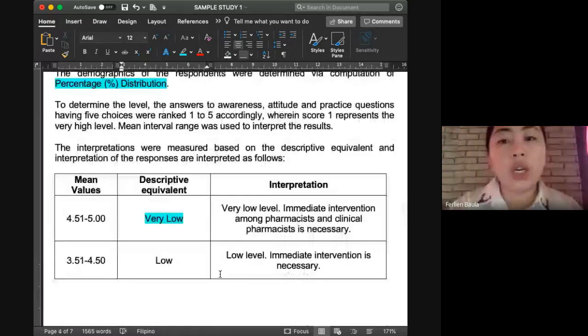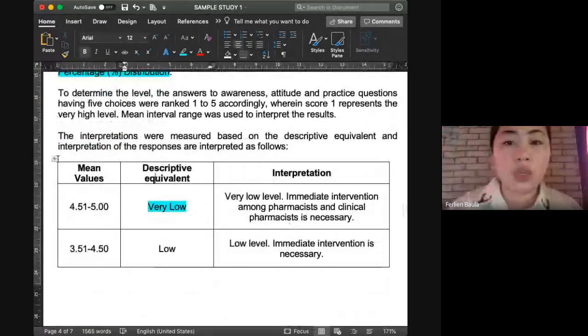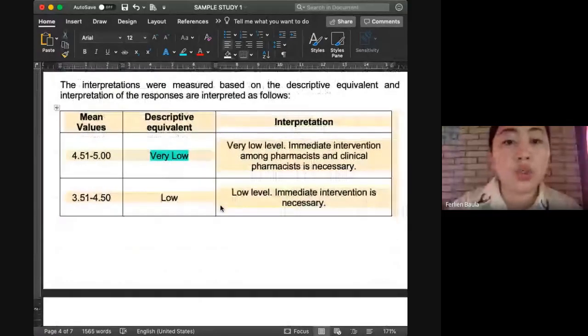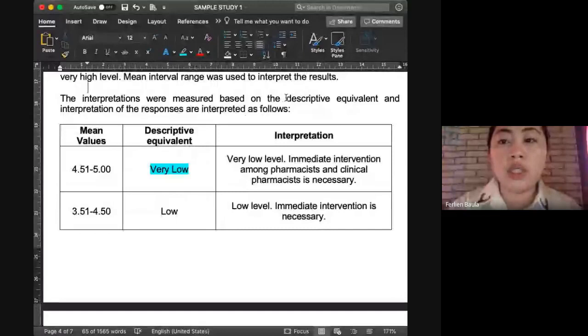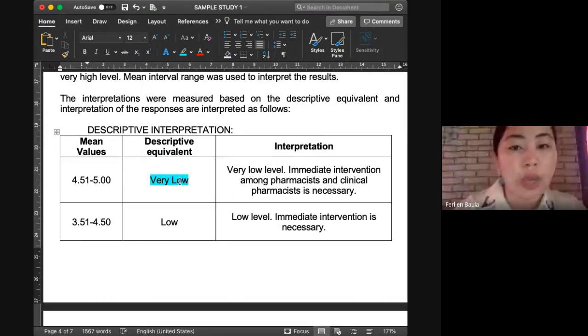So, with your questionnaire class, you have to secure this data, how you will interpret your data. So, ang tawag dyan, descriptive equivalent or descriptive interpretation. Okay? So, kailangan yan later when you develop a questionnaire.